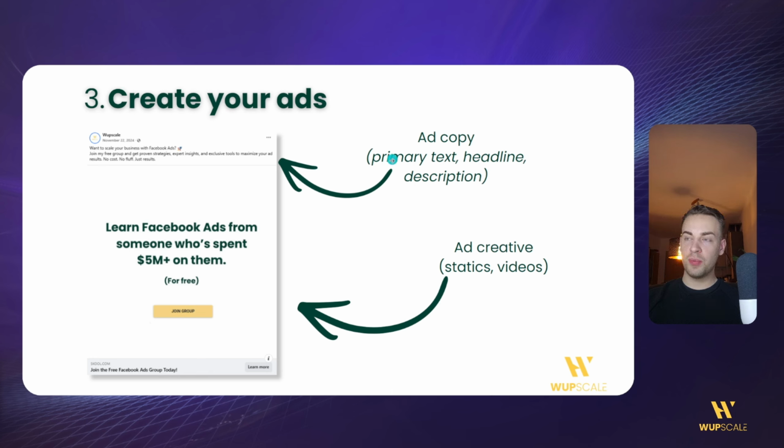So we have 2 main parts of the ad. First is the ad copy, so we have a primary text, a headline, a description. Ad copy is the text part of your ad. So up here and then here is another text, we call this the headline, but I'll show it on a different slide. And then we have the creative part of your ad, which is going to be either a static image or a video. So that's what you need to know about creating your ads, how an ad looks like.